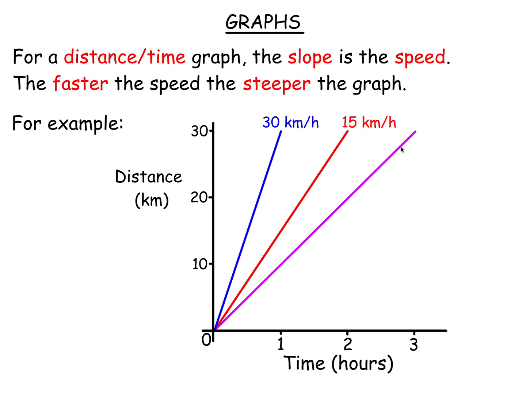And the purple line is the 30 kilometers in 3 hours. So 30 divided by 3, 10 kilometers per hour. So the faster you travel, the steeper the slope of the line. So in a distance time graph, the slope of the line is the speed. The faster the speed, the steeper the line.